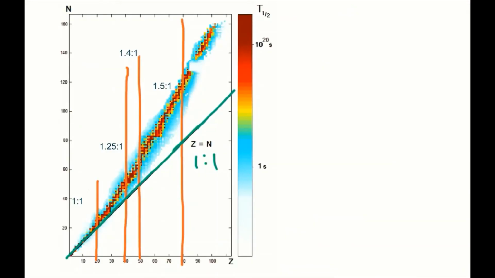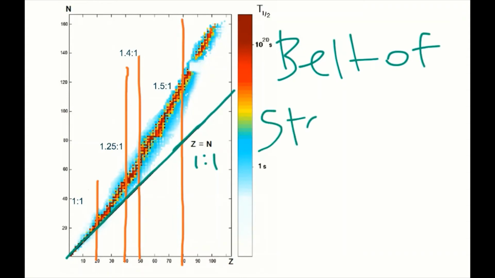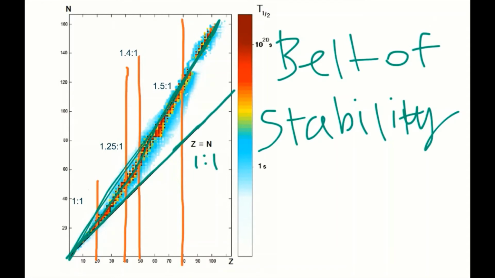So this diagram right here is called the belt of stability. So let me spell that out. The belt of stability tells us the isotopes that are stable, meaning the ones that don't radioactively decompose or change over time. Because if you have too many neutrons, you might decompose because you won't be stable. So this belt right here tells us the places where an atom will be stable.